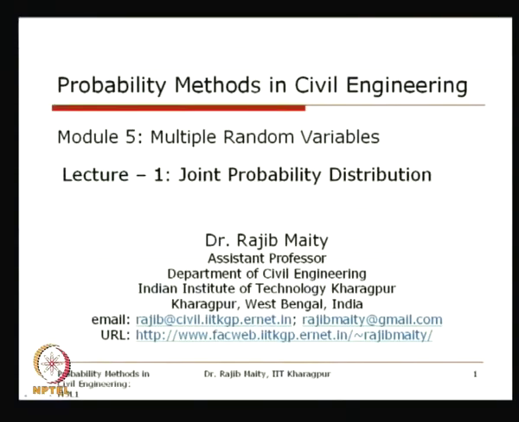Because when we discussed a single random variable, we saw how the probability is distributed over the entire range of the random variable. Now, if there is more than one, how will the distribution look, and what will its properties be? This we will take up in today's lecture.